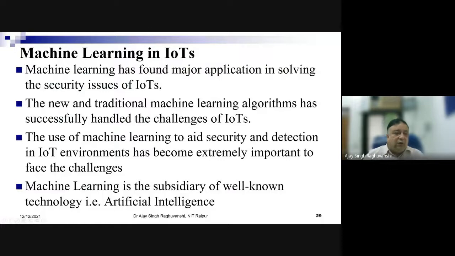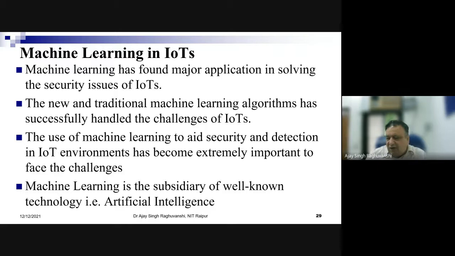So machine learning in IoT. We can use machine learning in IoT for many applications for solving the security issues of IoT. New and traditional machine learning algorithms have successfully handled the challenges of IoT. The use of machine learning to aid security and detection in IoT environment has become extremely important and faces challenges. Machine learning is a subsidiary of the well-known technology, artificial intelligence.